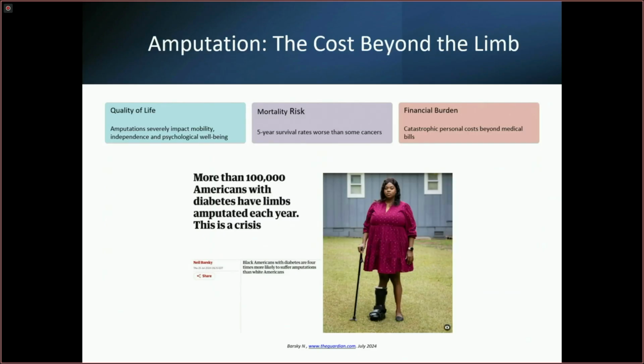Amputations have a devastating effect on overall quality of life, reducing mobility, independence, and psychological well-being. The survival rates for those who undergo amputations are worse than for some types of cancers, highlighting the severe health consequences. And beyond the medical costs, the amputations also create significant personal cost and financial burden, not only for the patients, but their families. Each year, a staggering 154,000 Americans will lose their legs due to amputations, with the majority being due to complications from diabetes.